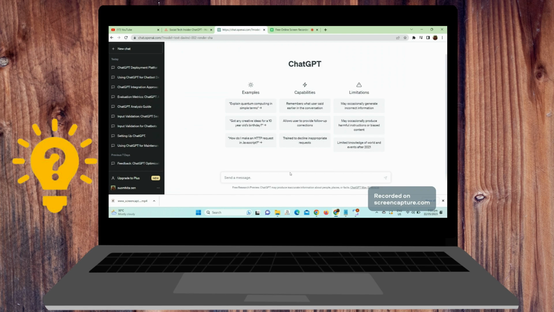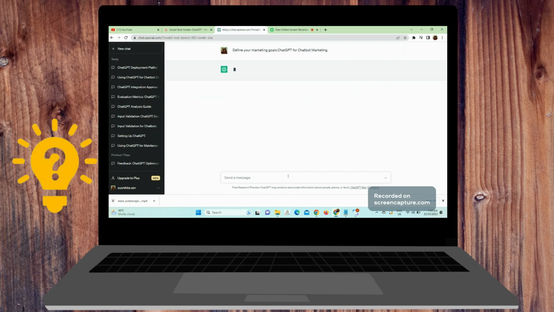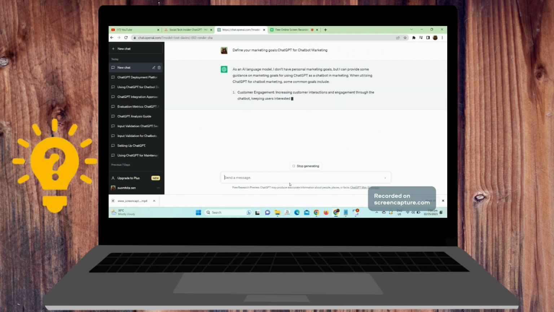First is define your marketing goals. Clarify the specific marketing objectives you want to achieve with your chatbot, such as lead generation or improving customer satisfaction.